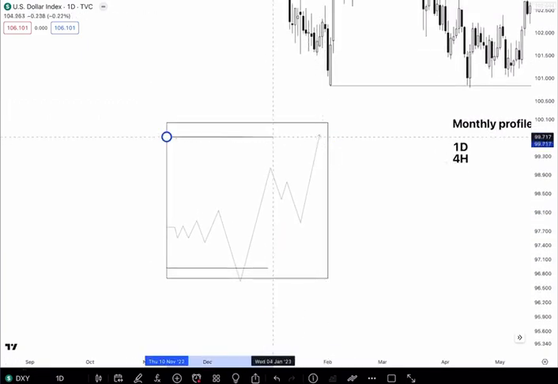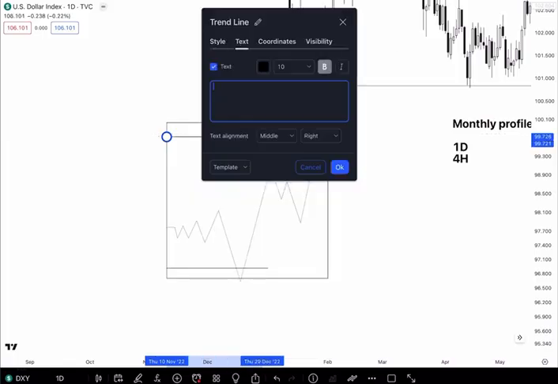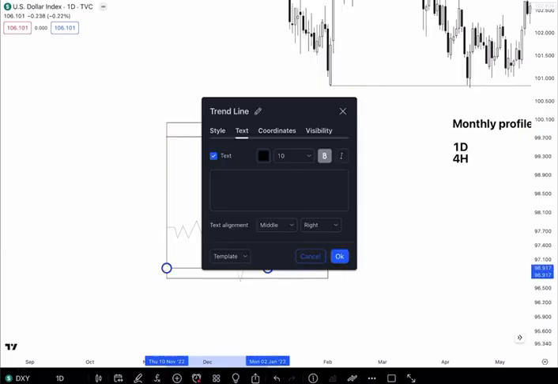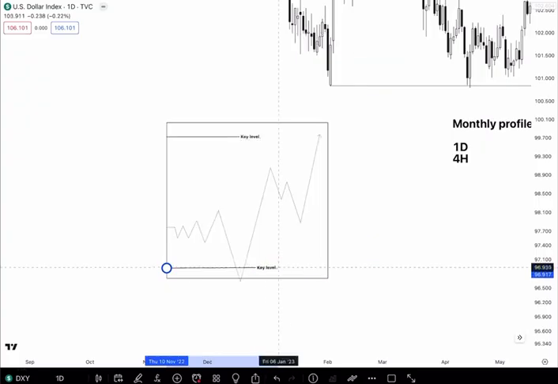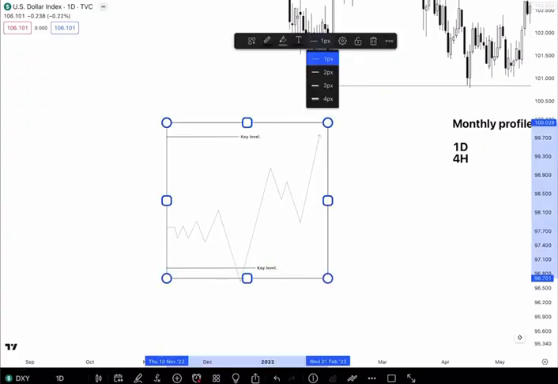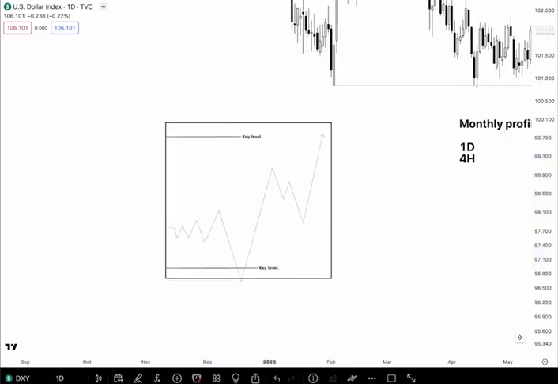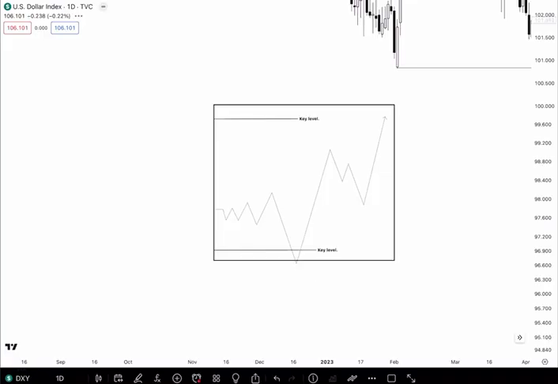So over here's a key level. And over there is a key level. And I'm going to post this picture to the group, right? This is the summary, right?